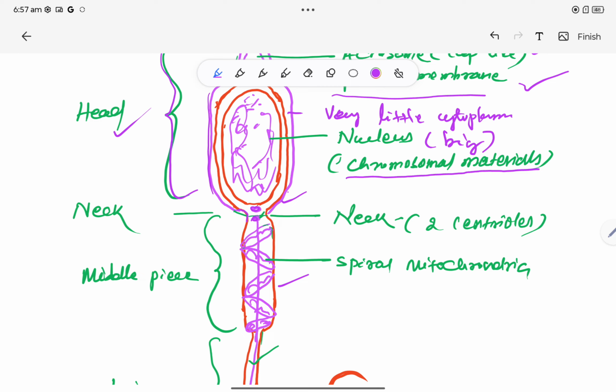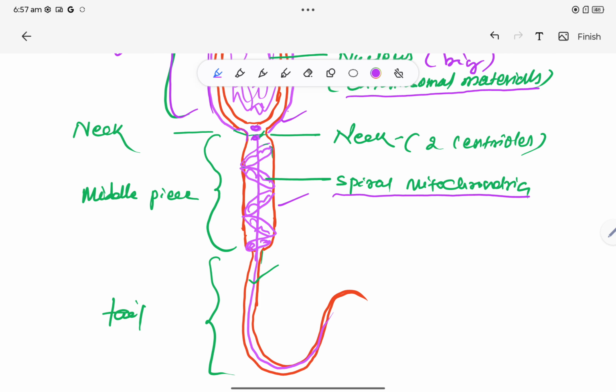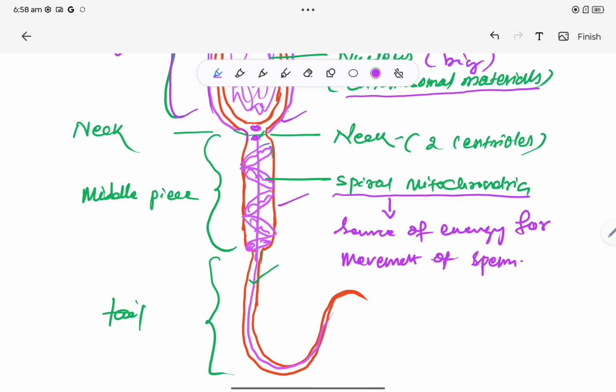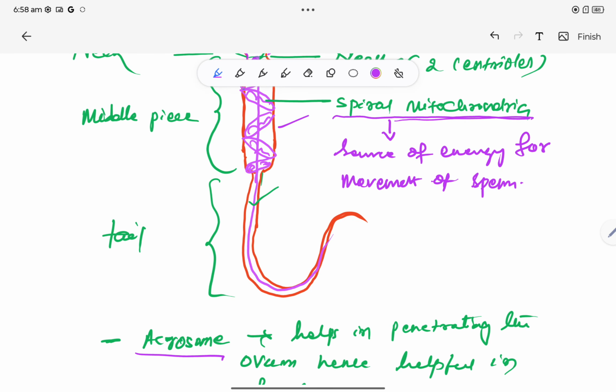Then come to the middle piece. In the middle piece, spiral-shaped mitochondria are present, and this spiral mitochondria acts as the source of energy for movement of sperm. Sperm movement requires a huge amount of energy, so this spiral mitochondria provides this energy.